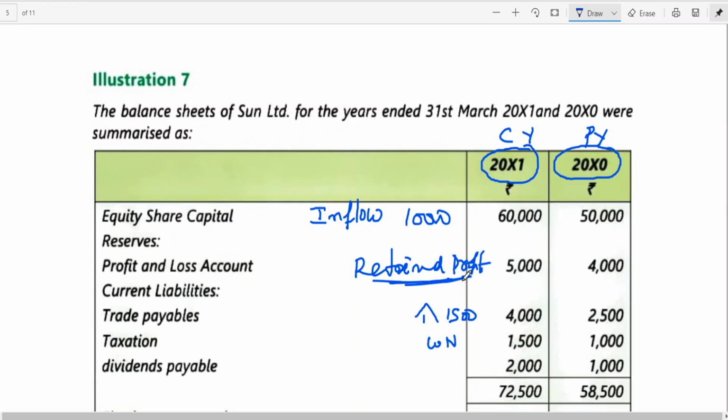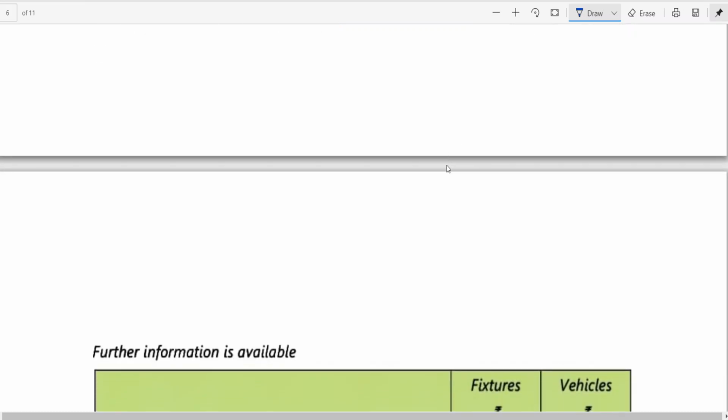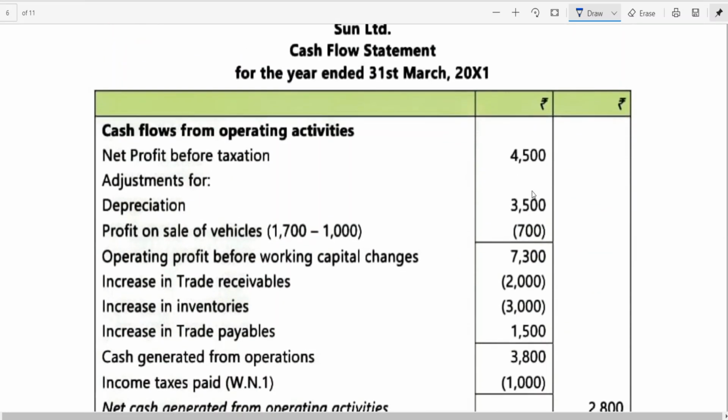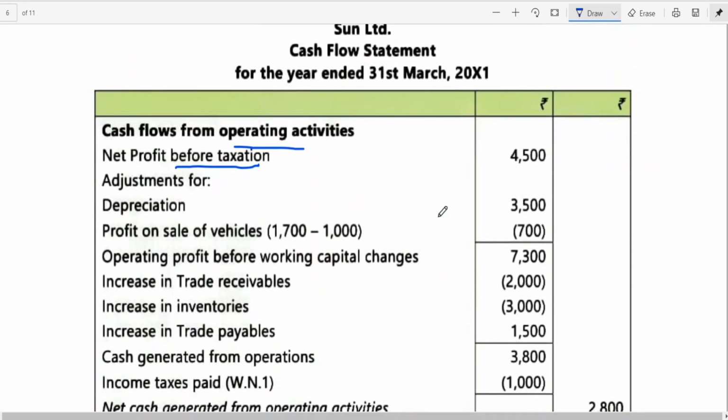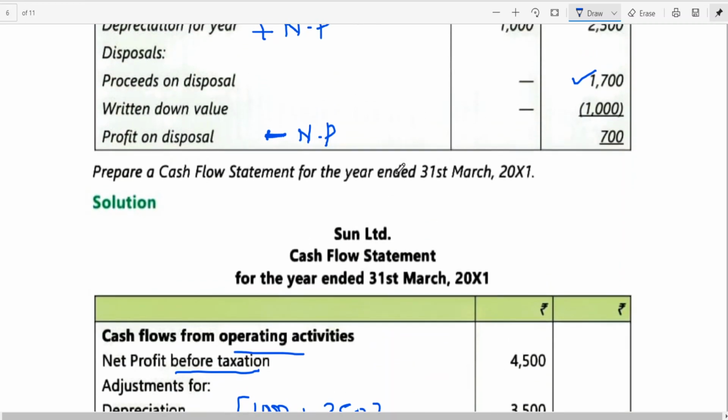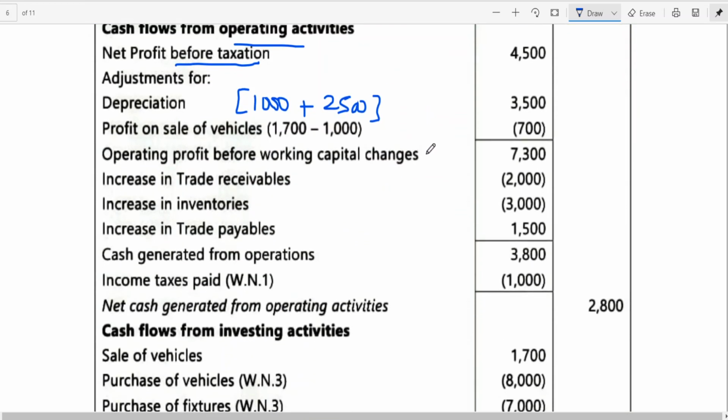So now we have the information that in the problem itself he has given profit before tax 4500. To start cash flow from operating activities, I should always start with net profit before taxation. If that information is not given, we can take 1000. Depreciation, I have already told you, is 3500: depreciation is on fixtures and vehicles, 1000 plus vehicles 2500. And profit on sale of vehicles, as explained, is to be subtracted from net profit. Then we get operating profit before working capital changes.